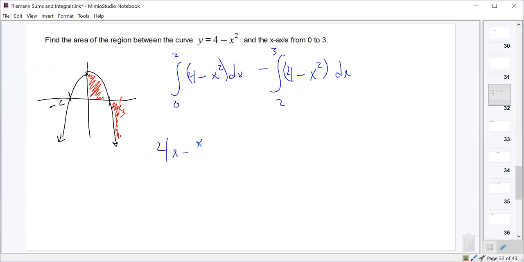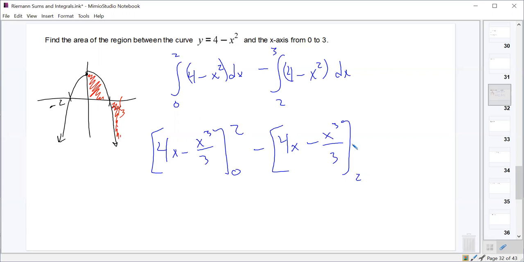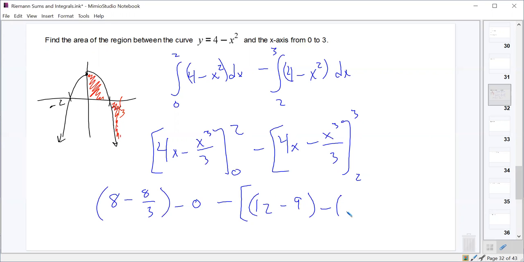All right. So we got 4x minus x cubed over 3 from 0 to 2. That's our integral, right? Minus 4x minus x cubed over 3 from 2 to 3. And so that becomes 8 minus 8 thirds minus 0 minus, and then this one is 12 minus, what is that? 27 thirds, which is 9. So 12 minus 9 minus 8 minus 8 thirds. And what does that come out to be?